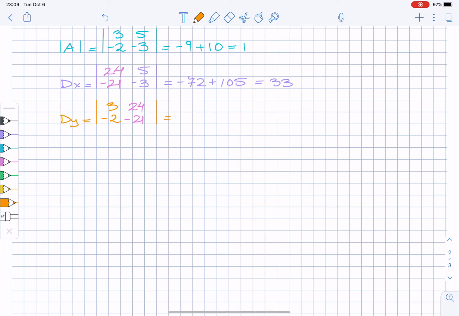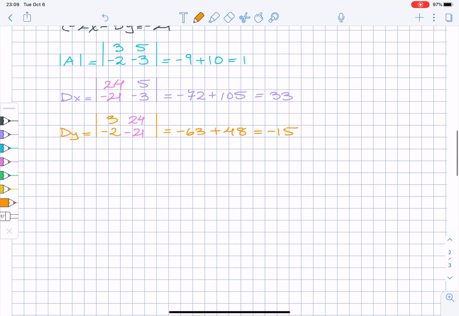Okay, so what do I get? Main diagonal. 3 times 20 is 60, so minus 63. Minus a negative 2 times 24 is 48. So negative 63 plus 48. So the difference between 48 and 63 is 15, so that's minus 15.